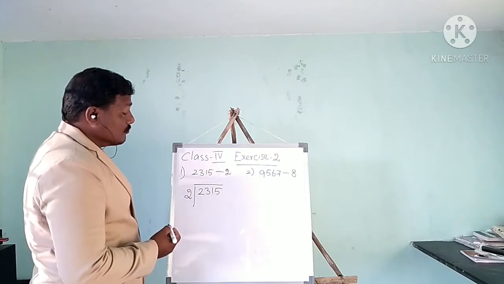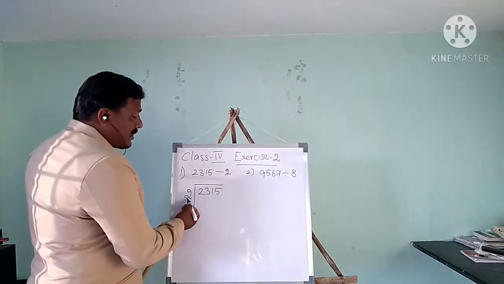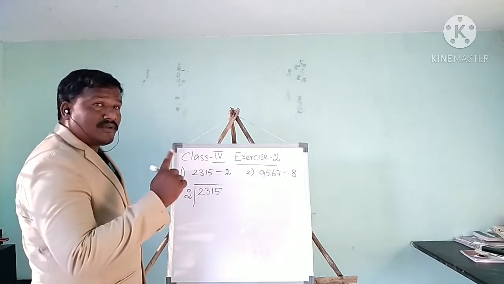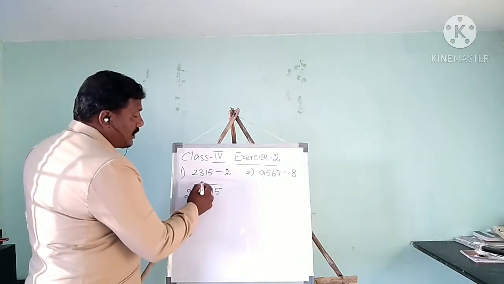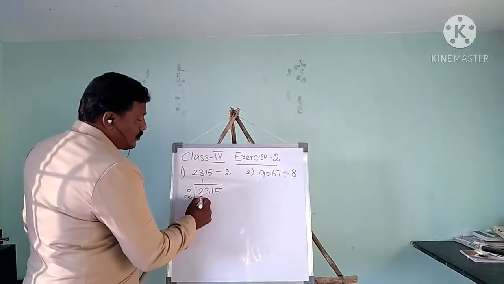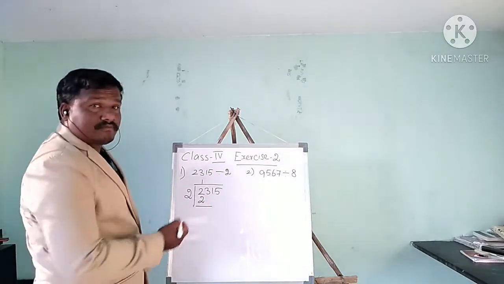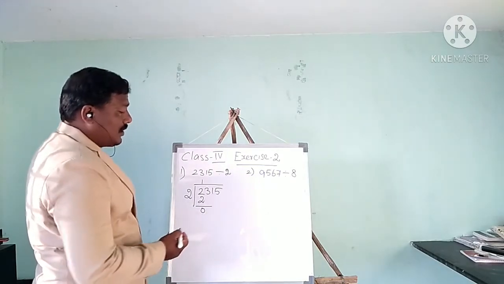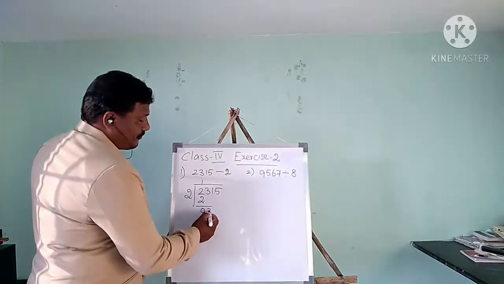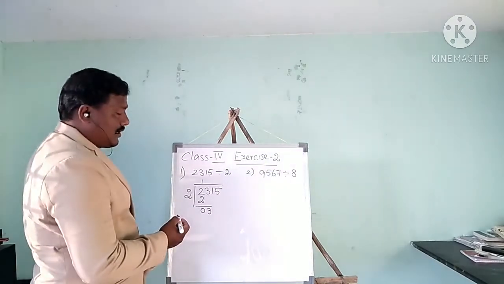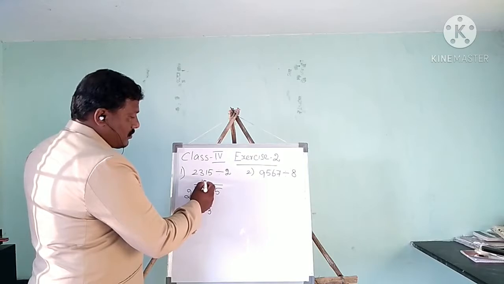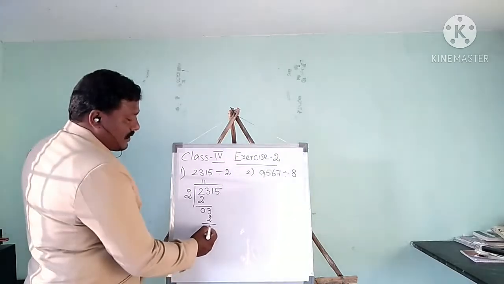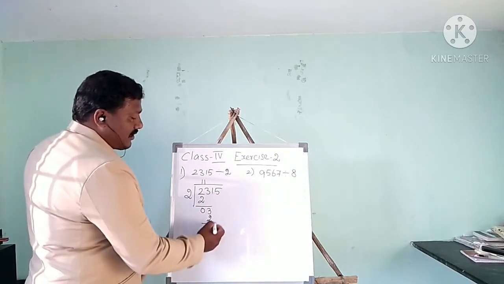First of all, I will take the dividend 2, only one digit, because both are the same. So 1 2s are 2. I will subtract, 2 minus 2, 0. Now I will take 3. Again I will divide, 1 2s are 2. So I will subtract, remainder 1. I will take down the 1.